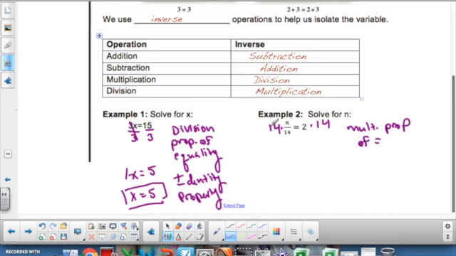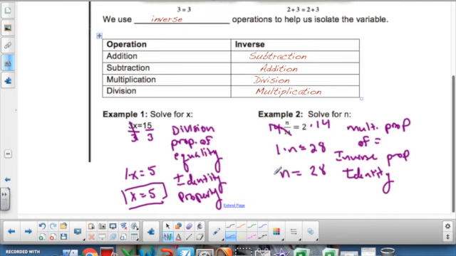14 over 14 gives me 1. That is my inverse property, my multiplicative inverse property. And then over here I have 2 times 14, which is 28. And then 1 times n is equal to n. That's my identity property of multiplication. And I have an answer of n equals 28.